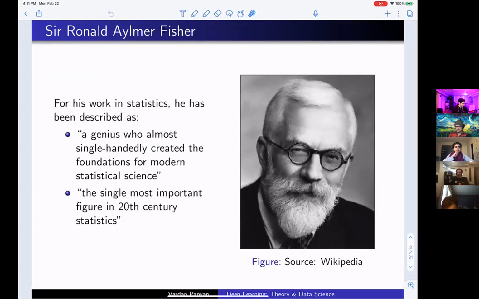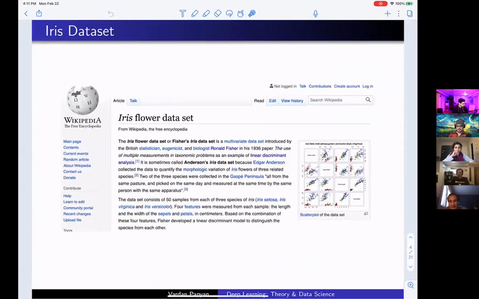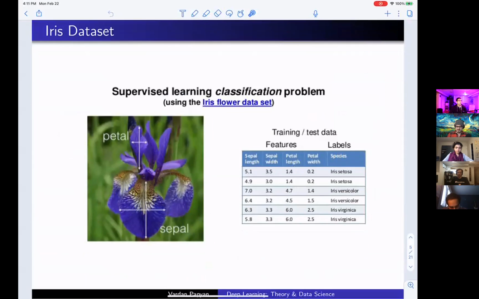So Fisher had this iris flower data set that he was interested in classifying. So it's just a bunch of flowers. And the features in that data set were the petal and the sepal, which I'm probably horribly mispronouncing. And so there's the width and the height of the petal and the sepal. And you have also the species of the flower. And the goal is to predict the species of the flower from these attributes.